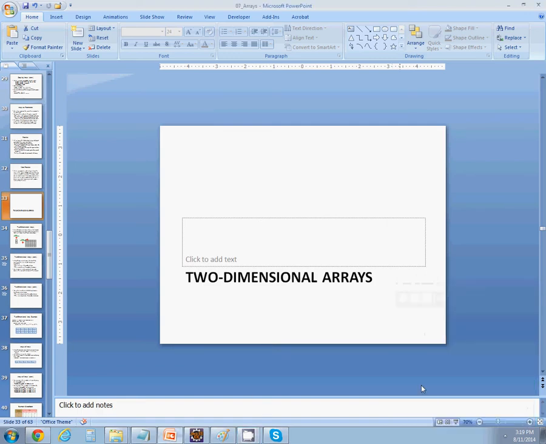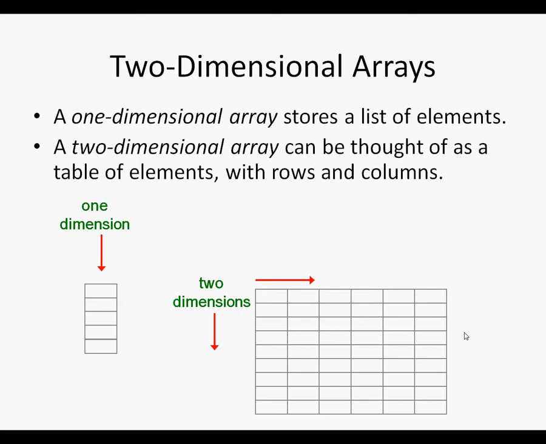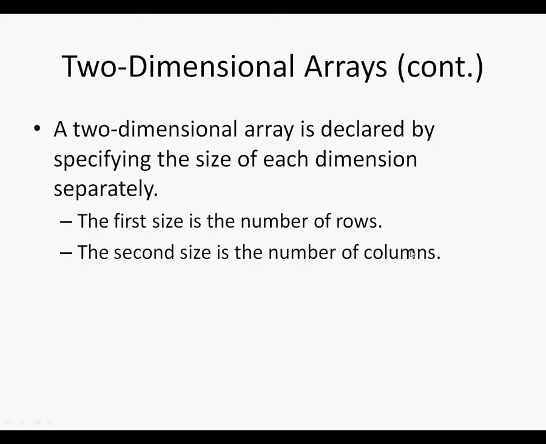Okay, so let's talk a little bit about two-dimensional arrays. A one-dimensional array stores a list of elements. A two-dimensional array, you can think of like a table. So if this was an array of one dimension, this would be an array of two dimensions with a series of rows and columns. To declare a two-dimensional array, you specify the size of each dimension separately.